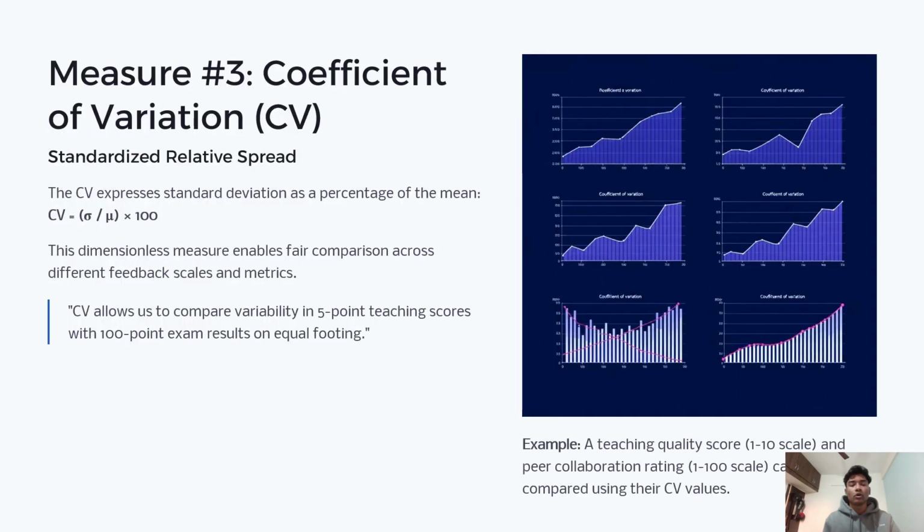Number three, the coefficient of variation gives us the relative spread in percentage form. It's calculated as CV equals standard deviation divided by mean, multiplied by 100. Now, what's the best part? CV allows us to compare data sets that use different scales. For example, if teaching quality is rated on a 1 to 10 scale and peer collaboration on a scale of 1 to 100, CV helps us compare how variable each metric is, even though the scales are completely different.